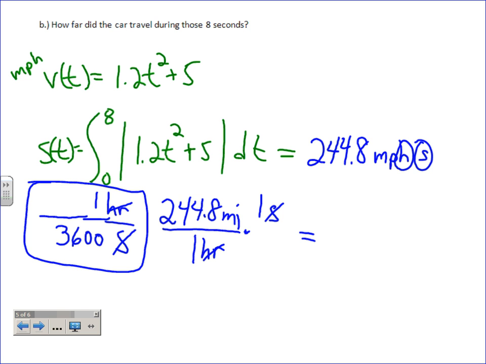And what do we get? 0.068? Does that make a little bit more sense than 244 miles in 8 seconds? Nope. But you have to realize they didn't get to 81 miles an hour until 8 seconds were up. Well, the acceleration at that 8 seconds was pretty high. It was about 30 miles per hour, yeah.